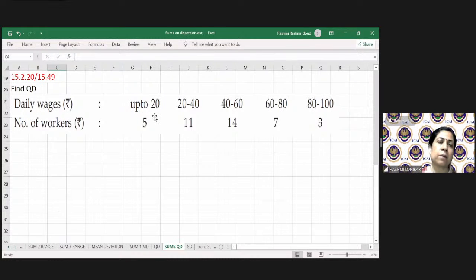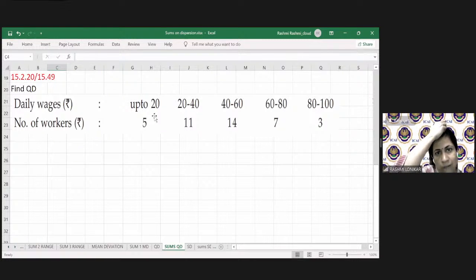Up to 20 means we don't know the lower limit. Okay, so this is known as an open-ended interval. When I don't know the lower limit, we say that this is an open-ended interval. So for this type of distribution, we find the quartile deviation.